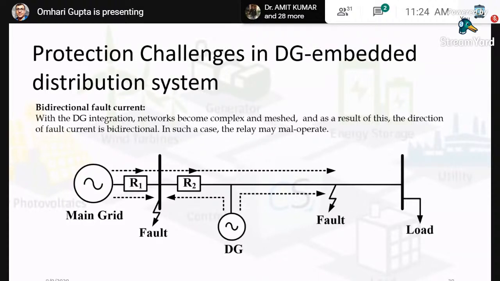With DG integration, networks become complex and meshed, and as a result, the direction of fault current is bidirectional. In such a case, the relay may mal-operate.